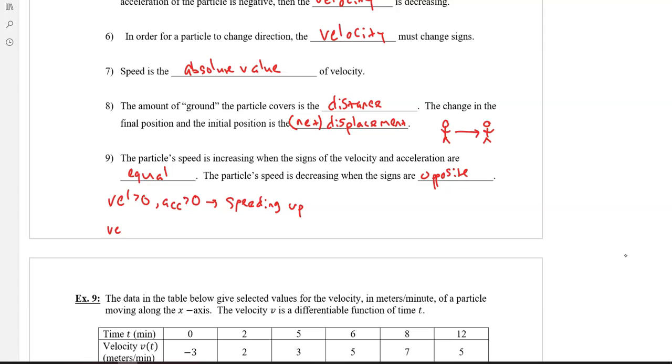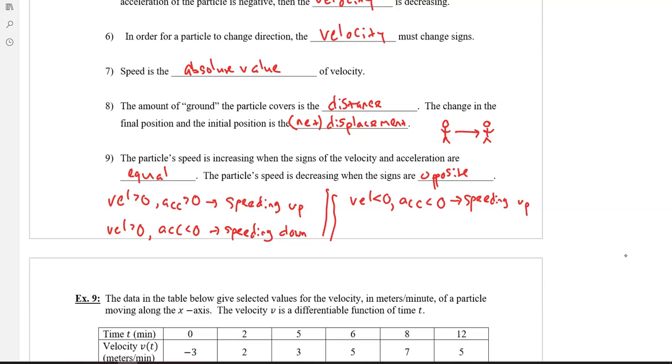Okay, and it might also make sense that when the velocity is positive and your acceleration is negative, right, like a deceleration, right, then we're speeding down, I guess we'll say. Okay, but what might be a little bit weird to think about is that if your velocity is already negative and your acceleration also happens to be negative, then that would really mean you're also speeding up.